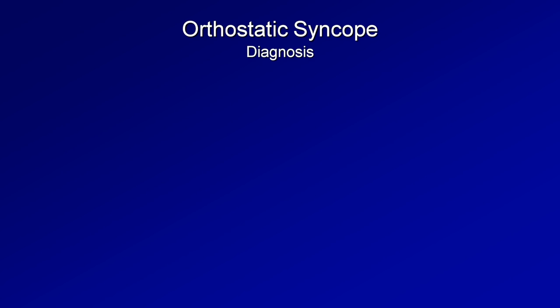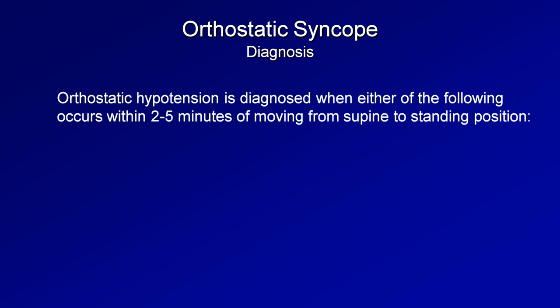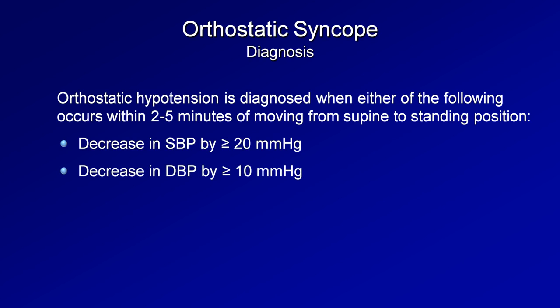Diagnosis of orthostatic hypotension is based upon a patient's blood pressure response when they move from the supine to sitting position and then from sitting to standing. Typically, when either of the following is measured within 2 to 5 minutes of moving from supine to standing, the patient is said to be orthostatic: a decrease in systolic blood pressure by 20 millimeters of mercury, or a decrease in diastolic blood pressure by 10 millimeters of mercury. Some clinicians also consider the diagnosis to be present just if the patient reports lightheadedness upon standing, even if vitals remain steady.